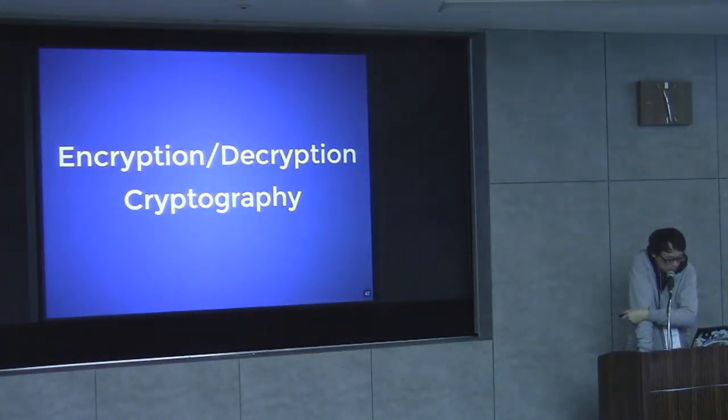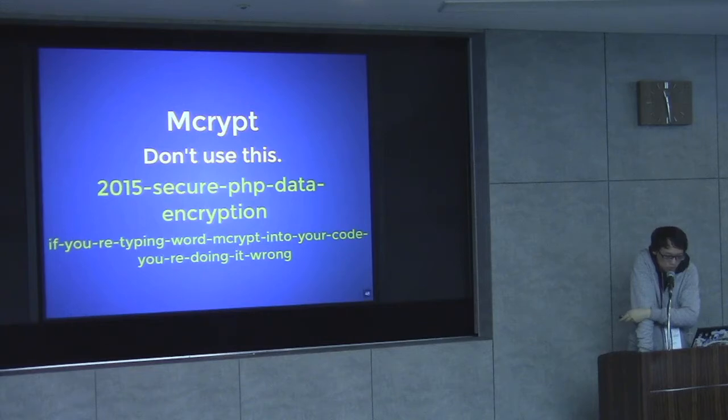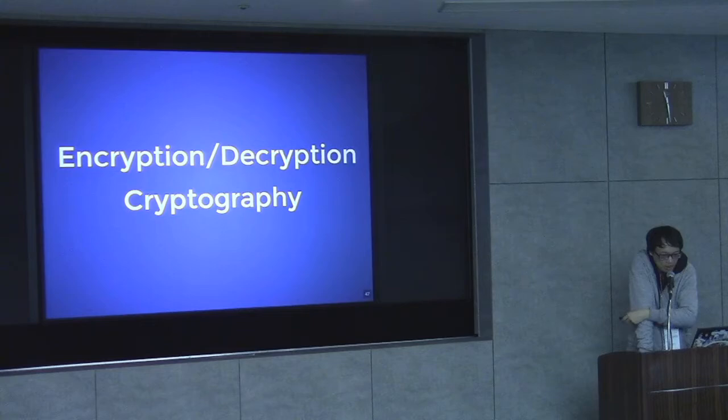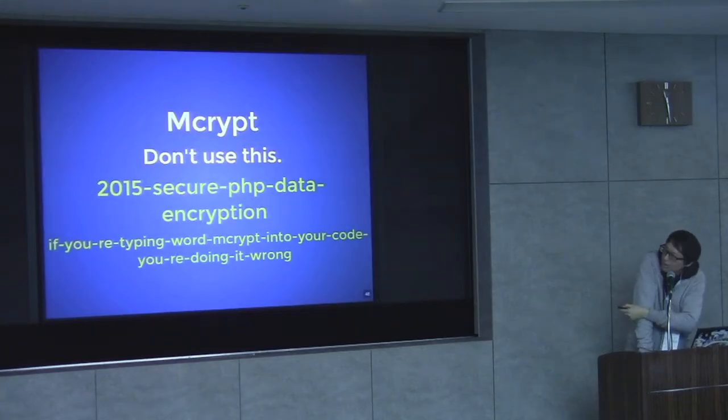So after the password hashing is done, I want to talk about encryption and decryption, which is called cryptography. If you use cryptography to encrypt your plain text, you may know about this one. It's called Mcrypt. But Mcrypt has been inactive since 2015, and there are many vulnerabilities and bugs. So here is the reference about this one, and it talks about why you shouldn't use this Mcrypt extension, because many vulnerabilities and bugs are not resolved.